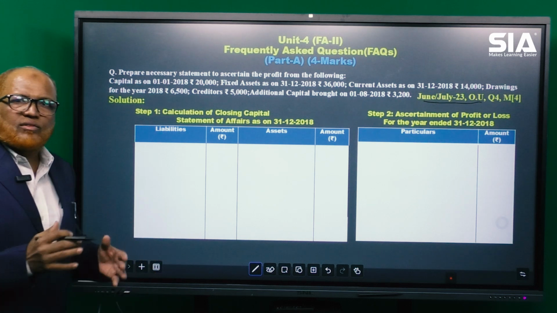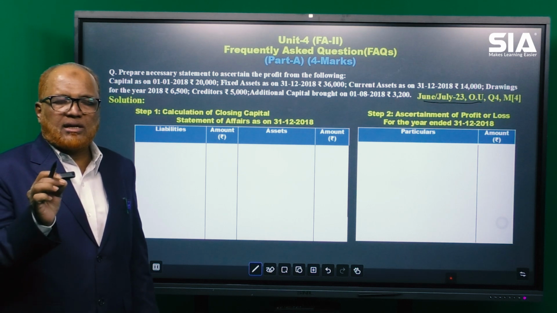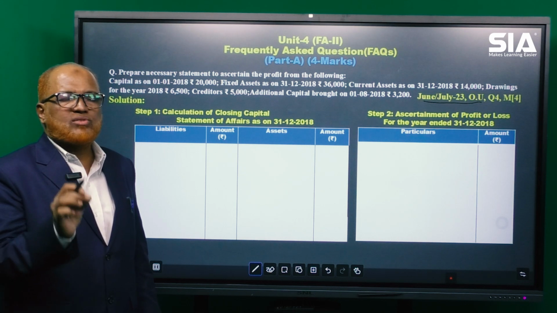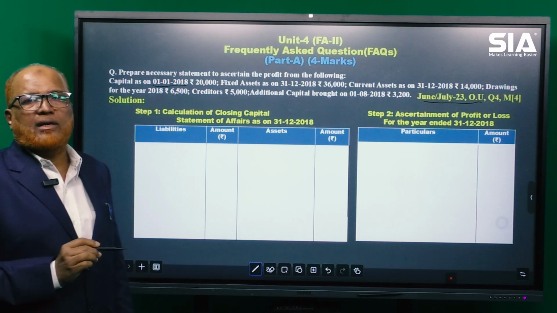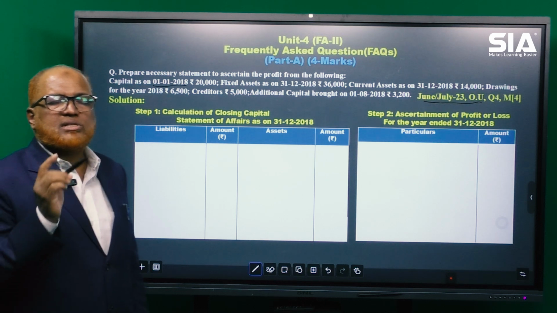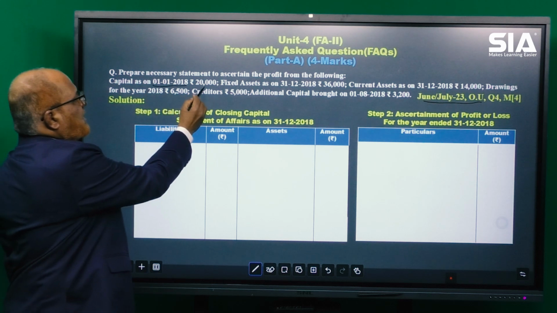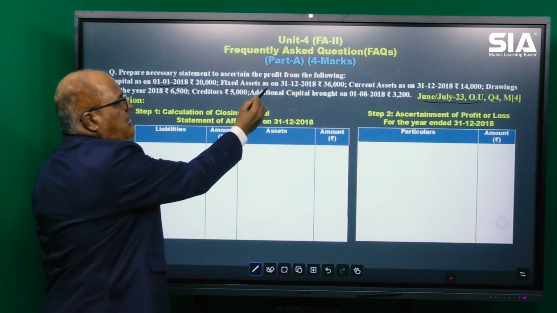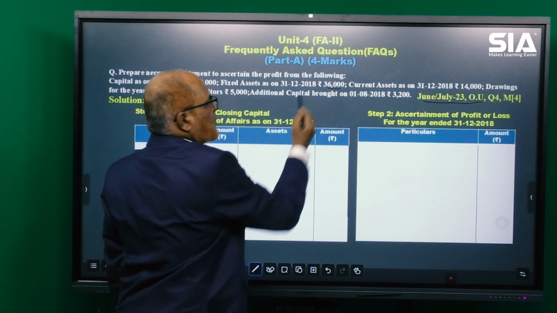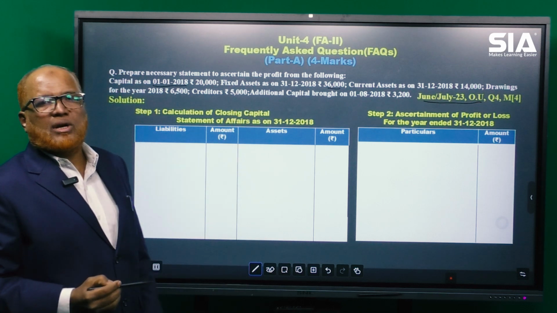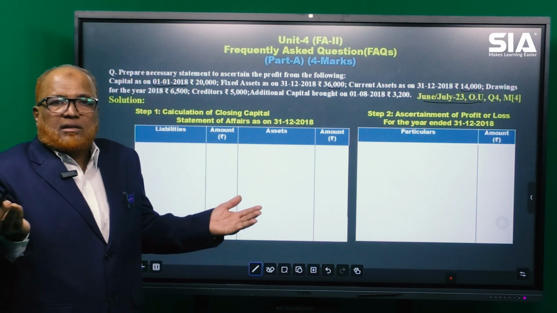The contents of the problem are: capital as on 1st January 2018. Our concerned year is 2018, which begins from 1st January 2018 and ends at 31st December 2018. So always while solving the problem, you must remember the duration or the accounting period. Beginning 1st January, 20,000, this is the capital. Now assets on 31st December 2018, end of the year: the fixed assets are 36,000 and the current assets on 31st December 2018 are 14,000. So remember, two assets are given, fixed assets and current assets. That is the total asset.